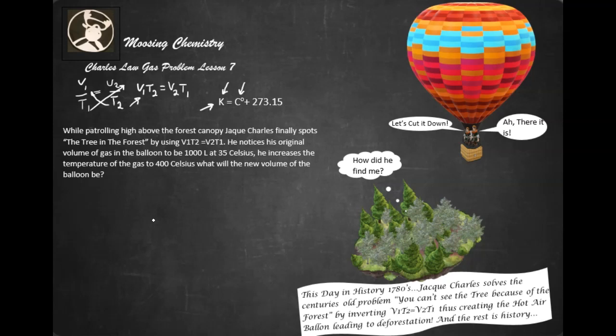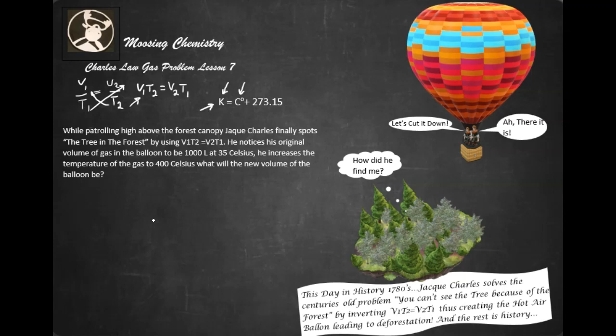While patrolling high above the forest canopy, Jacques Charles finally spots the tree in the forest by using V1 T2 equals V2 T1. He notices his original volume of the gas balloon to be 1,000 liters at 35 degrees Celsius. He increases the temperature of the gas to 400 degrees Celsius. What would the new volume of the balloon be?